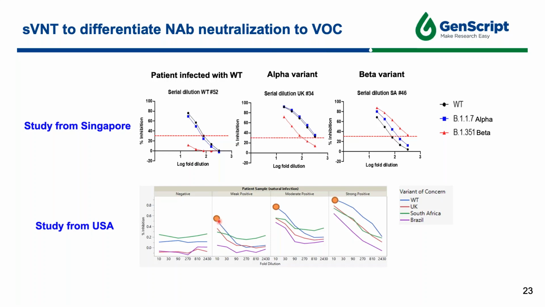As shown here, for patients who have been infected with the wild type, we observe that their neutralization activity against the wild type is the highest across all the 3 different levels of neutralizing antibody. We also observe that the protection against the Brazil variant is the lowest for all the 3 groups.